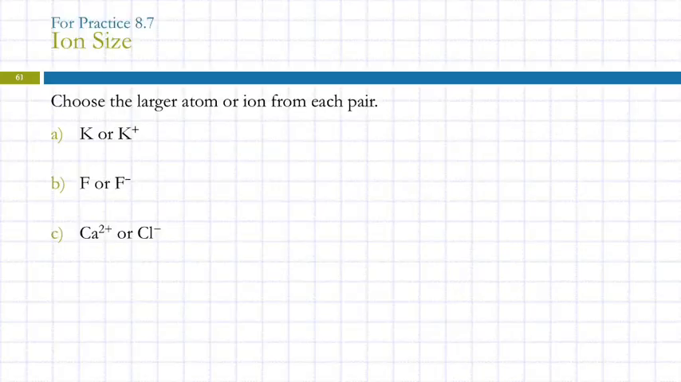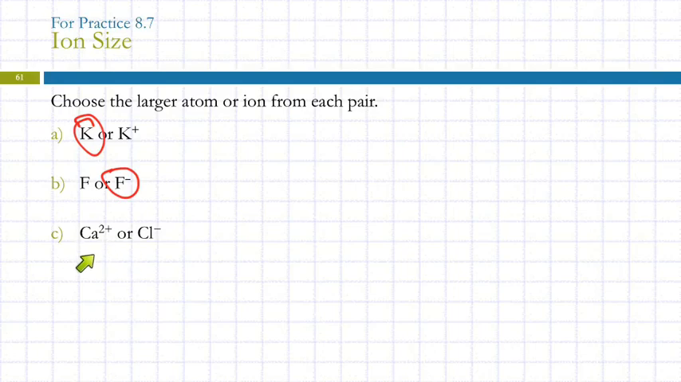So choose the larger atom or ion from each pair. So potassium atom or potassium ion, which is bigger? The atom. Because when you make the ion, you're taking electrons off. And I don't know about you, but if I peel an orange, it gets smaller, right? It doesn't get bigger. Fluorine or fluoride? Fluoride. Because here we're adding something. We're putting something on the outside, it gets bigger.